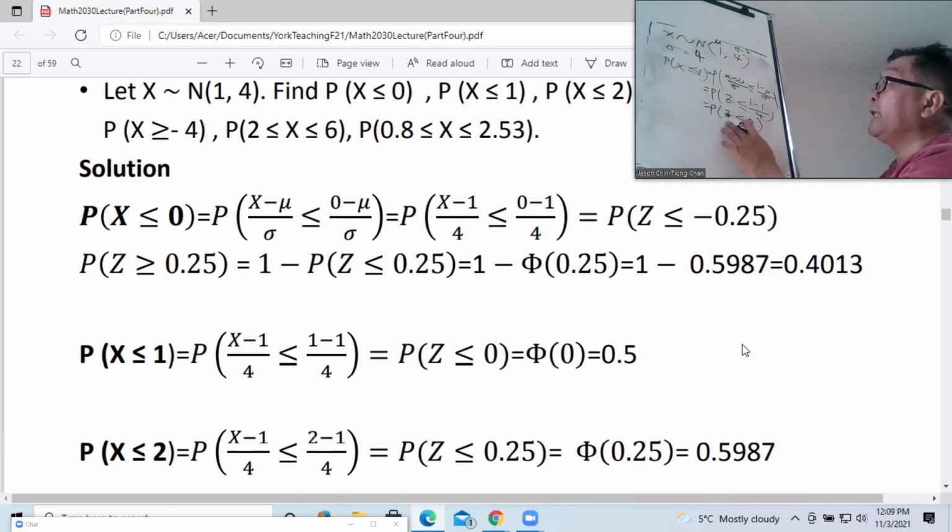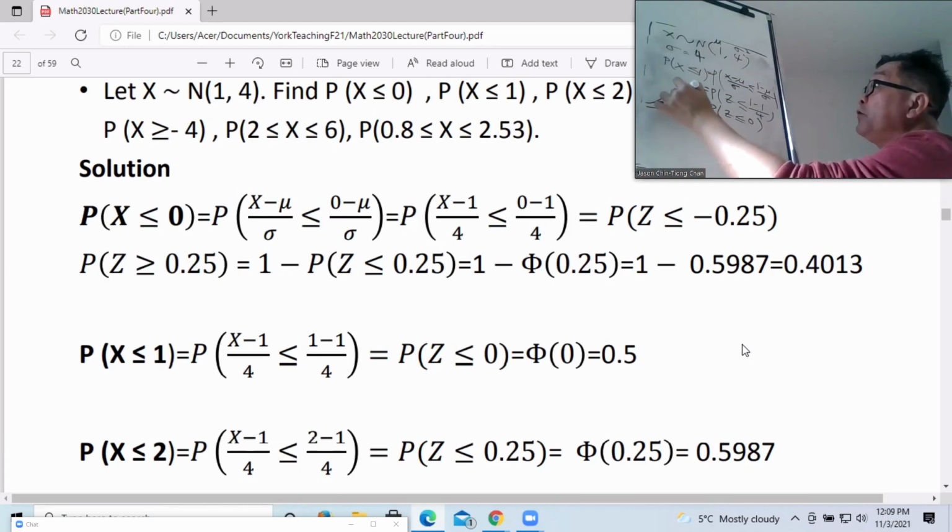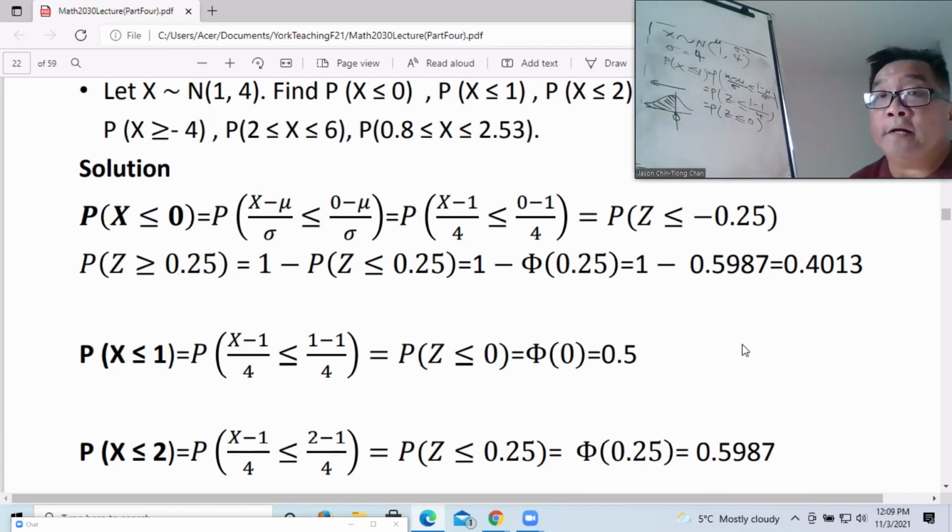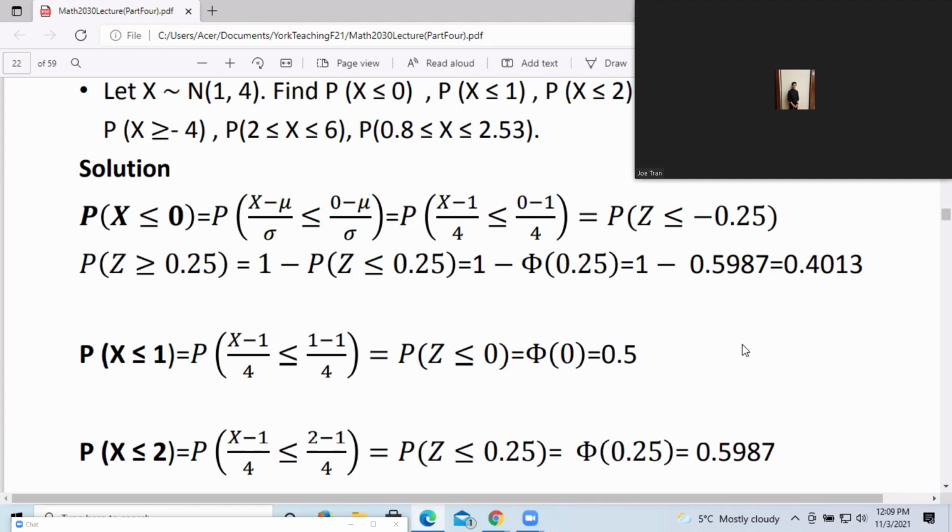As long as we draw the picture, then we can see the answer. 0, less than, go to the left. So what do you think about the answer? Yeah, just 0.5.